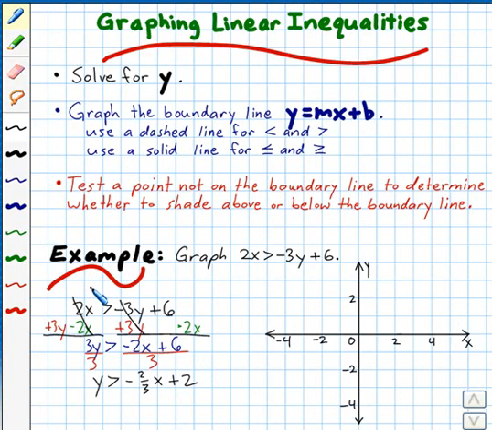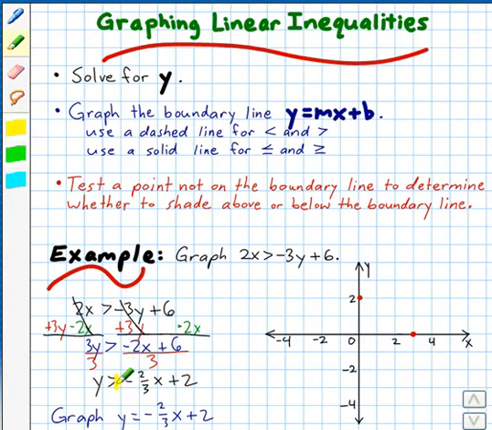Now we want to graph the boundary line. Our boundary line for this inequality is y equals negative 2/3 x plus 2. The y-intercept of this line is at 0, 2. And to get a second point on the line, we can use the slope negative 2/3. We need to go down 2 and right 3. So here are 2 points on our boundary line.